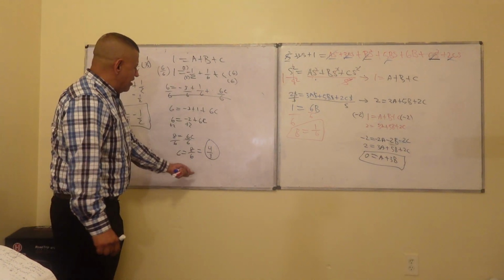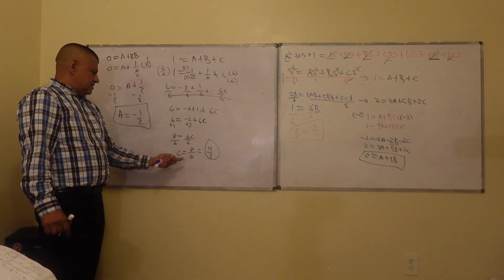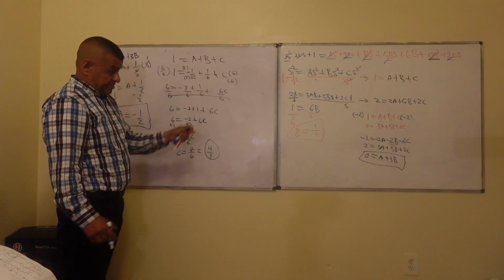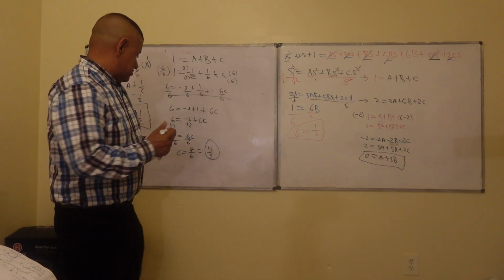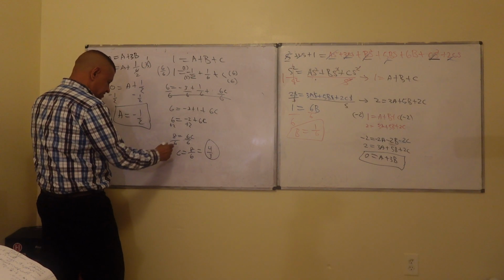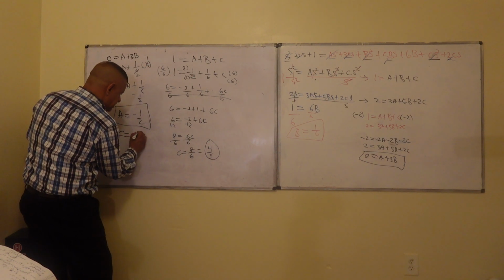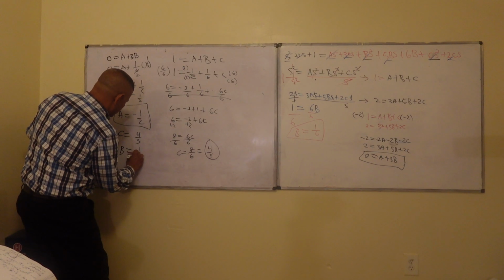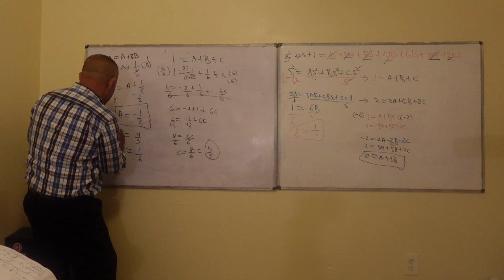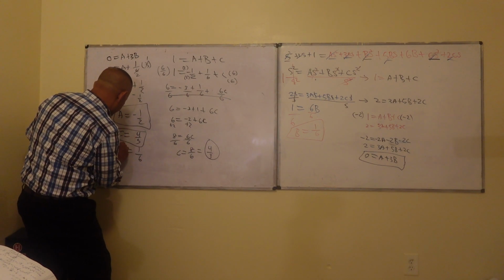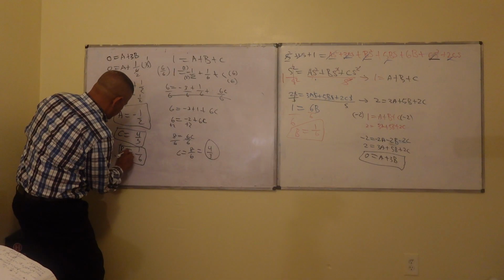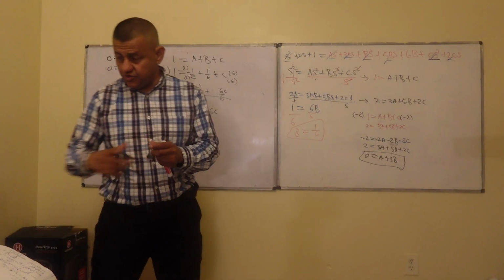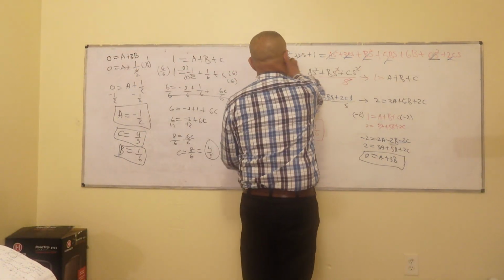Okay? So now, this is my C, right? So now, I got A, B, and C now, all the values. So now I got C is equal to 4/3, and B is equal to 1/6. Those are all my values. Now I need to put the Laplace transform into time domain.